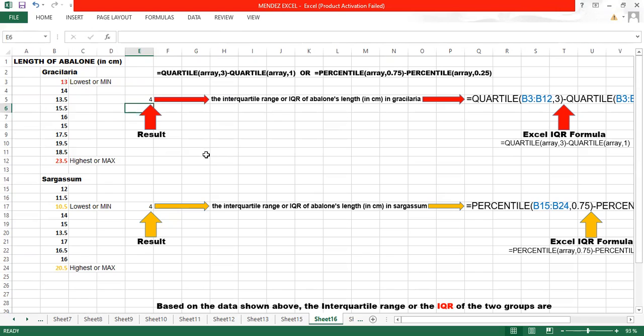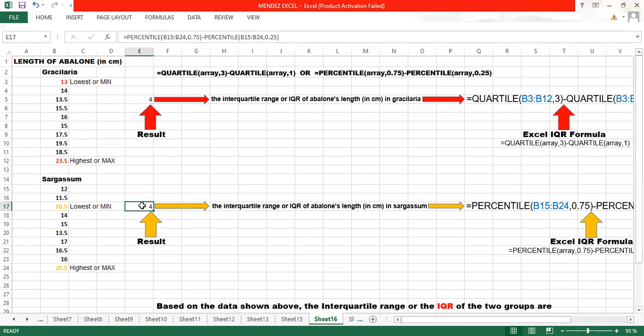For Sargassum, I will try to use Excel function 1 since the two functions give the same result. Our Excel IQR formula in column B is equals percentile, open parenthesis, B15 to B24, comma 0.75, close parenthesis, minus percentile, open parenthesis, B15 to B24, comma 0.25, then close parenthesis. Then the result is 4. I will show you the actual computation.